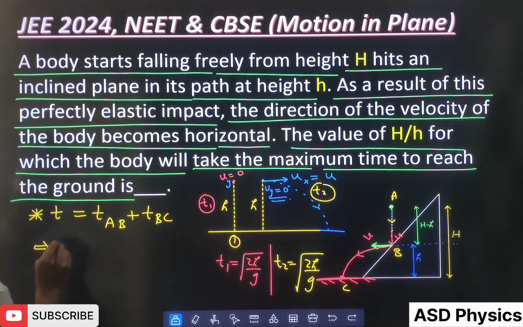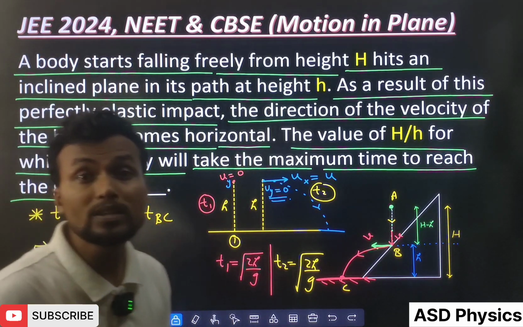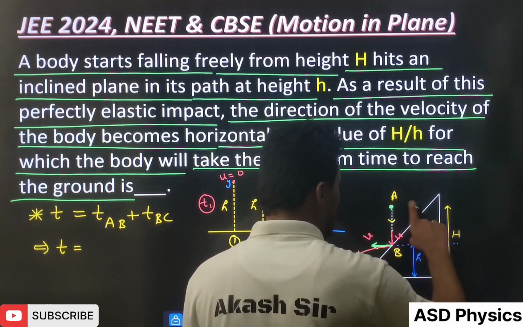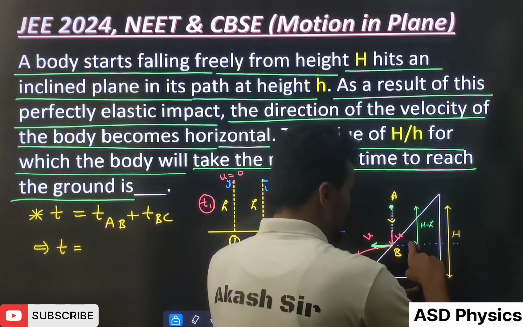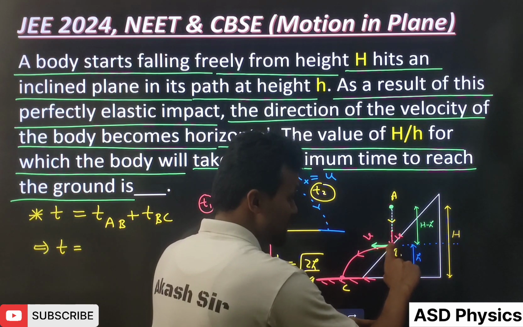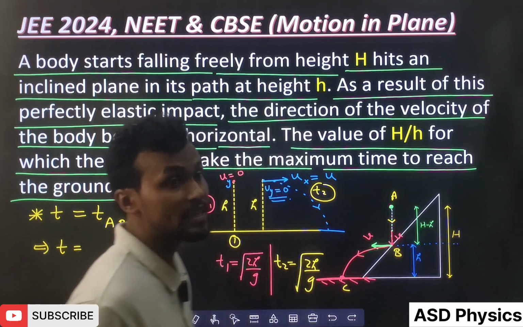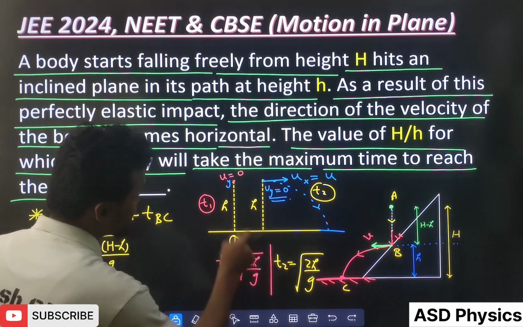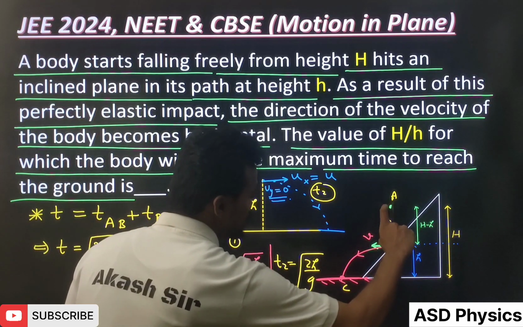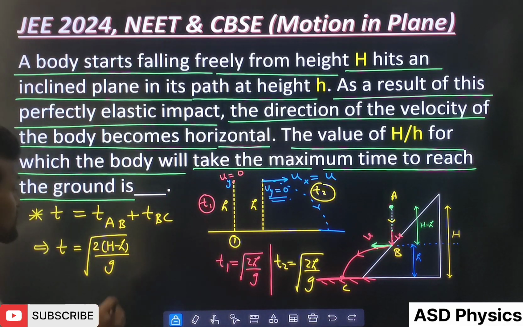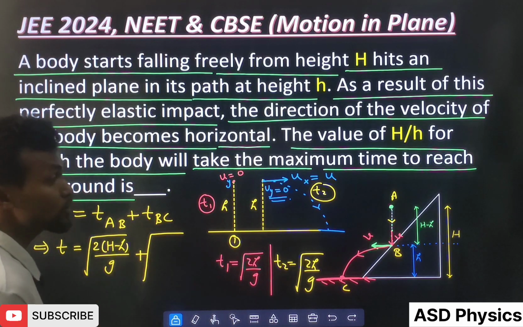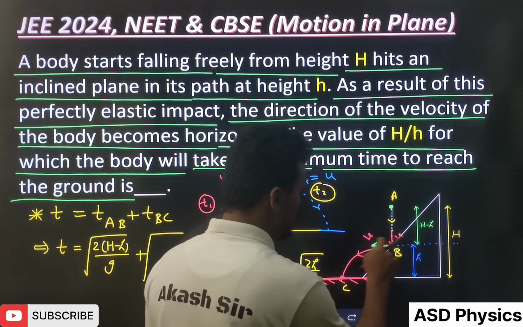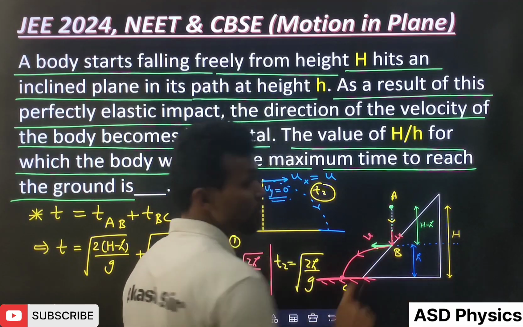But first we should write the value of T. So what is the A to B time taken? This is total capital H, and at the height small h it strikes the inclined plane. So this height, in green color, is H minus h. So I can write this T value will be root of 2 into H minus h by g. Generally I told from height h, but this one is H minus h. After that, tell me please, from B to C, how much vertical distance is there? Small h.